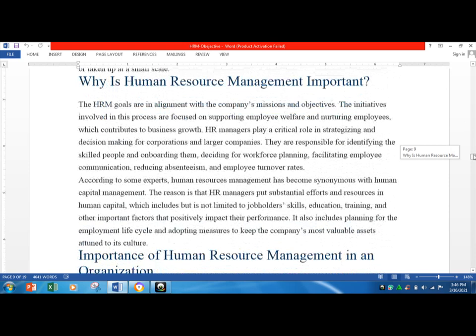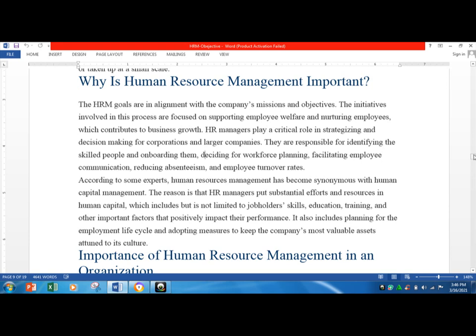So why is human resource management important? So mao na to, those are the things nga gidiscuss nako sa babaw. Ingon ri, the human resource goals are in alignment with the company's missions and objectives. Now, this was the thing that I discussed previously.